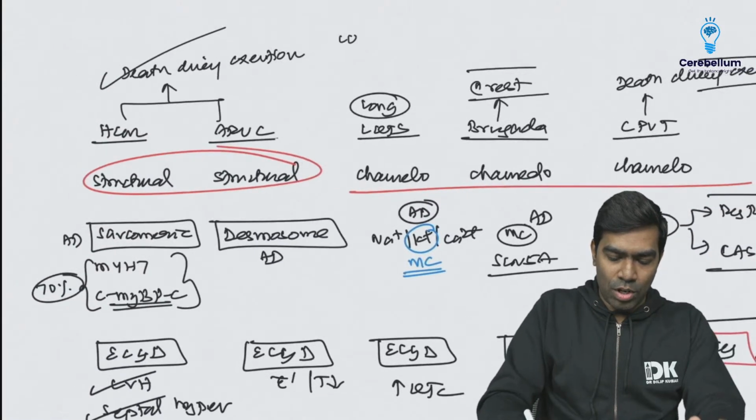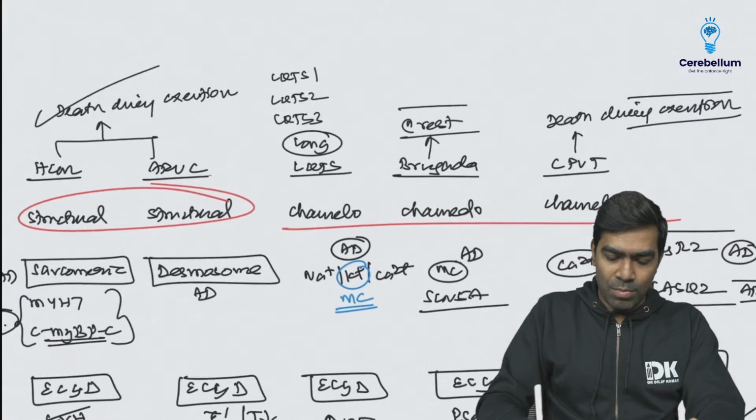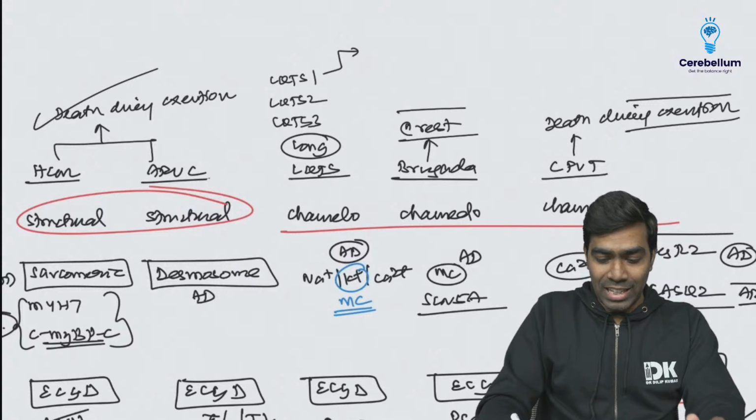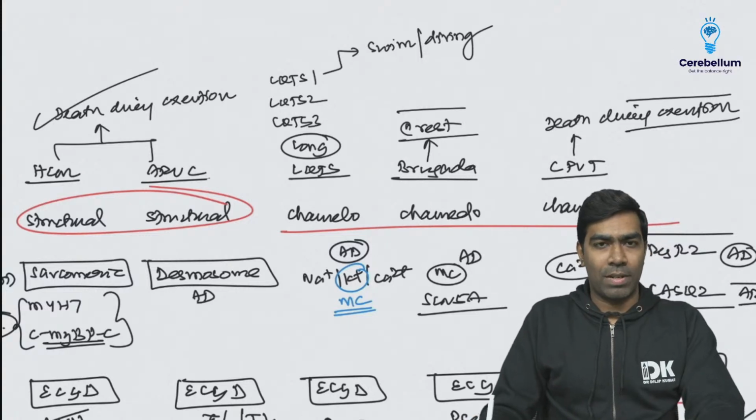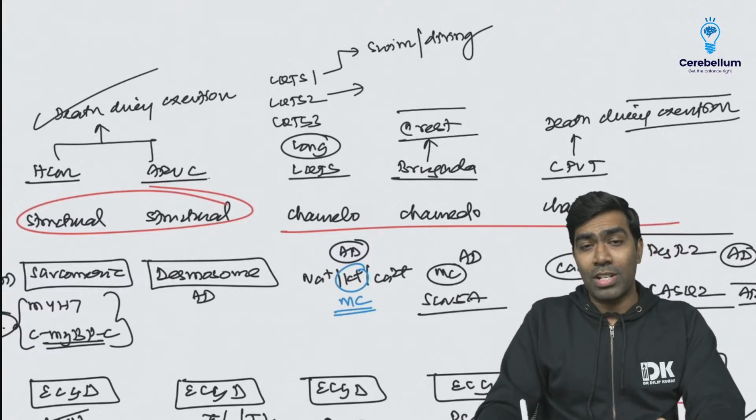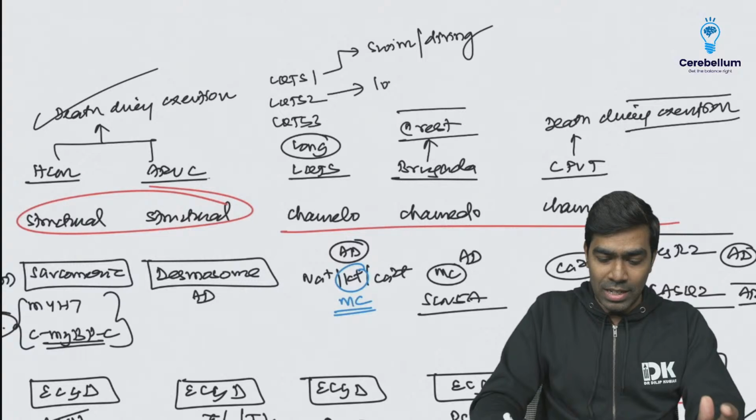We have three types of long QT syndrome: LQTS type 1, LQTS type 2, LQTS type 3. So LQTS type 1 is going to cause death during swimming or diving. Okay, swimming or diving. LQTS type 2 is going to cause death whenever the patient hears a loud noise.